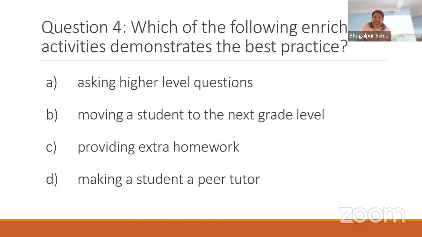So next question has arisen, question number 4. Please see which of the following enrichment activities demonstrates the best practice. हम क्या ऐसा activity, enrichment activity में ऐसा क्या practice करें जो better होता है? A, asking higher level of questions. बड़े क्लास के questions पूछ लें, बच्चों को ज्यादा आ जाएगा. B, moving a student to the next grade level. C, providing extra homework, ज्यादा homework दे देते हैं, याद हो जाएगा. D, making a student a peer tutor. Please give me the answer.